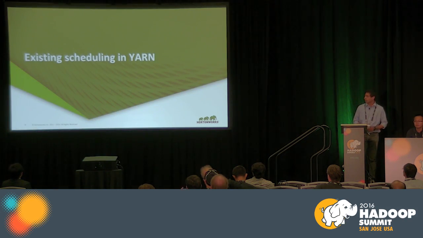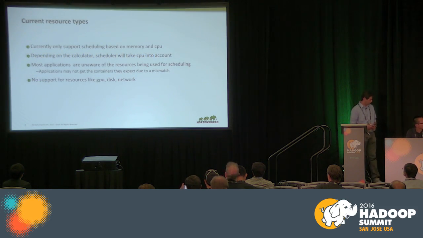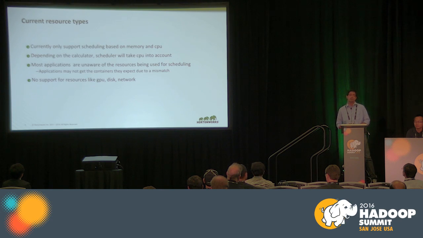OK. Quick overview of the existing scheduling in Yarn. Today, Yarn only has support for two resource types, memory and CPU. And essentially, in a lot of clusters, frankly speaking, people schedule basically only on memory. CPU is just a number that's passed and ignored. Yarn has this notion of a resource calculator that's used to do all the hard work when you decide where to place a container. And the default resource calculator, which ships, actually ignores CPU completely.